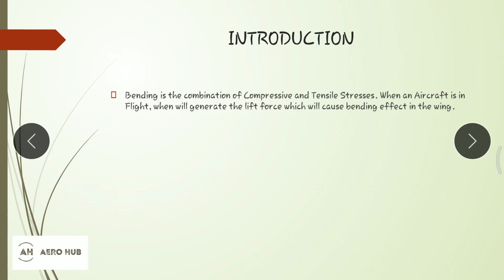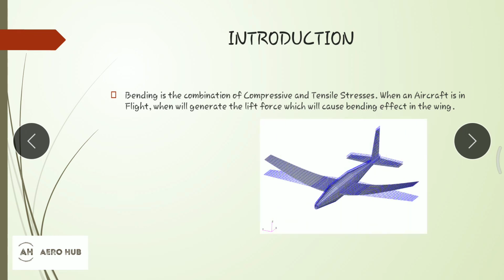What do you mean by bending? Bending is nothing but the combination of tensile and compressive stress. As you are aware, an aircraft in flight condition will have a lift load. Due to the lift load, a bending stress is generated in the wing. You can see in this diagram, this is the undeformed model, or without lift. And when you have a certain amount of lift, the wing will bend in this manner.